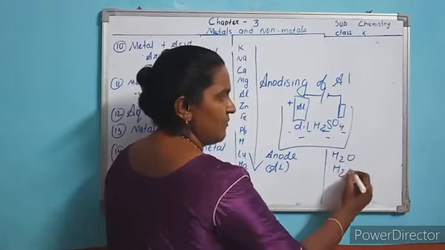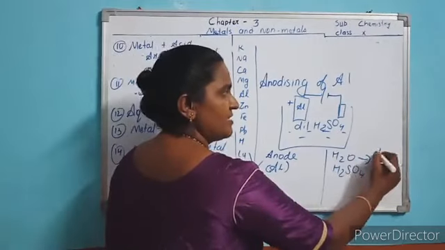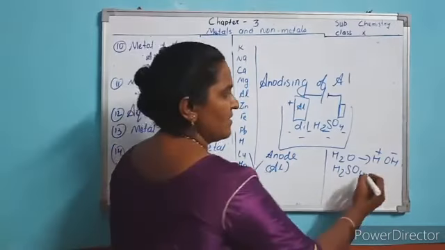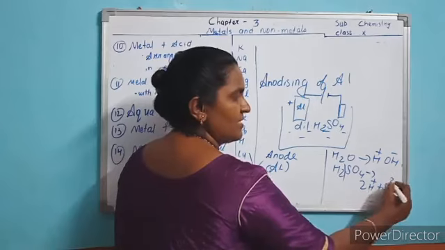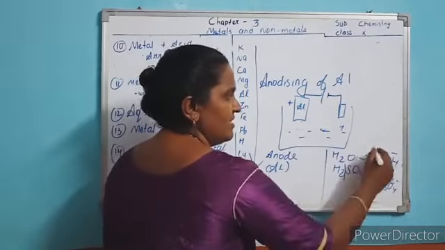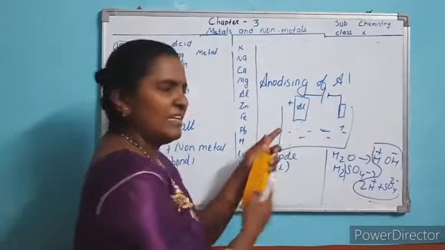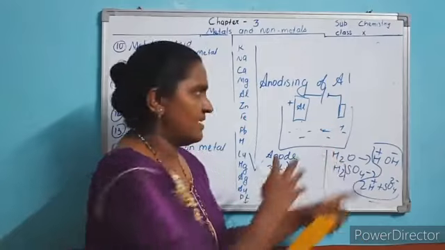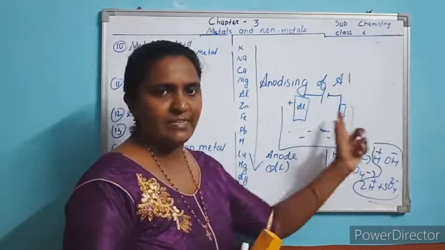water and sulfuric acid. Water dissociates, breaks to form H plus and OH minus ions. And here sulfuric acid gives 2 H plus and SO4 2 minus ions. Now a number of ions are present here. Many H plus, many OH minus, many SO4 2 minus ions are present in this electrolyte, in the container. That is the electrolytic cell.